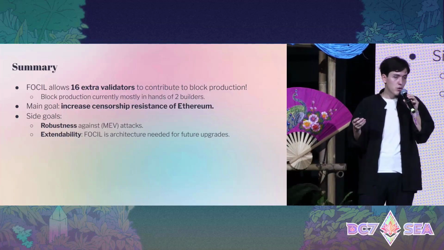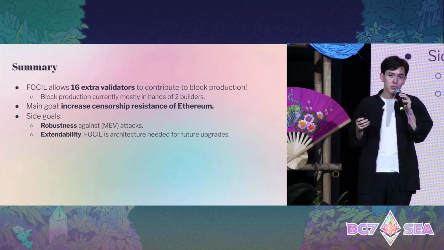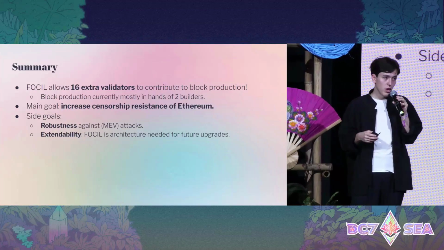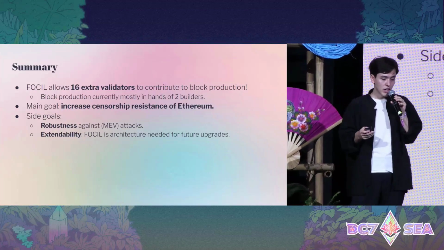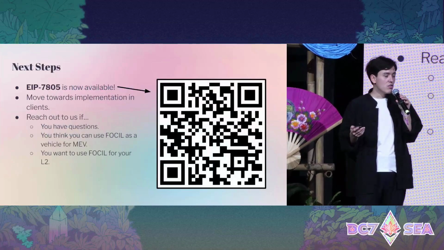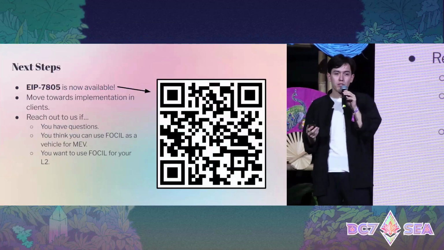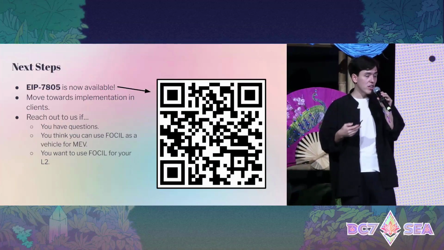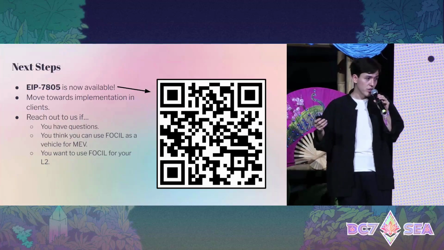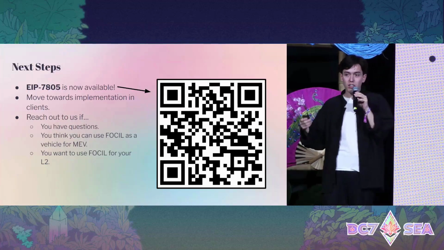And the second side goal would be to be very extendable. So we want FOCIL to be future compatible and unlock a new field for Ethereum that we cannot imagine now. So the next steps are, EIP 7805 is available. If you're interested, please scan the QR code and read through it. We're trying to move towards implementation in clients.